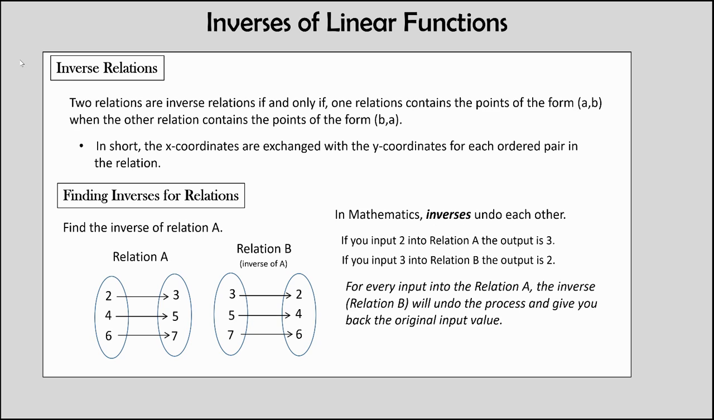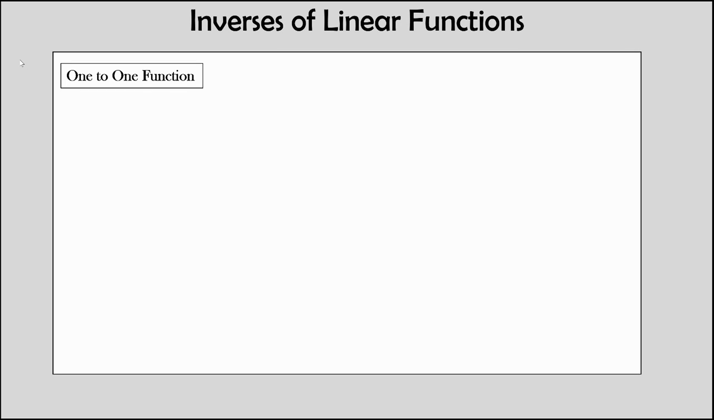So for every input in relation A, the inverse relation B will undo that process and go right back to the original value. Kind of like the opposite of addition is subtraction and so forth, but now we're doing it a little differently.